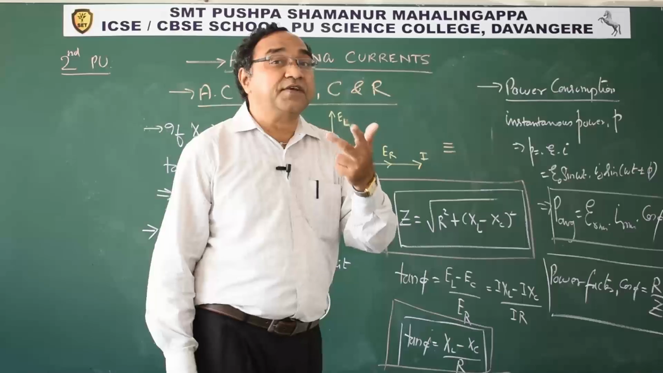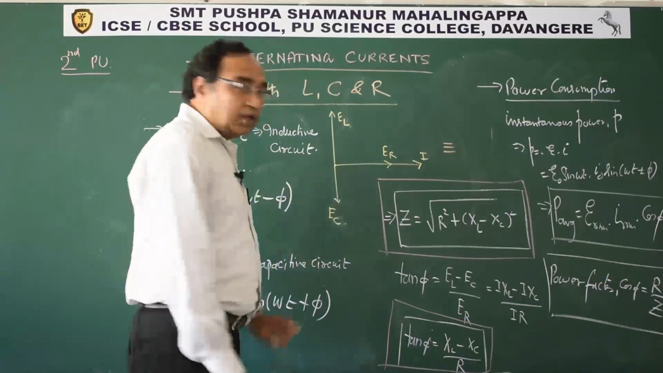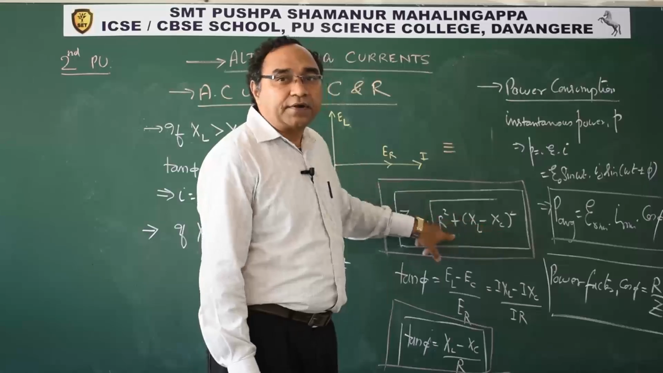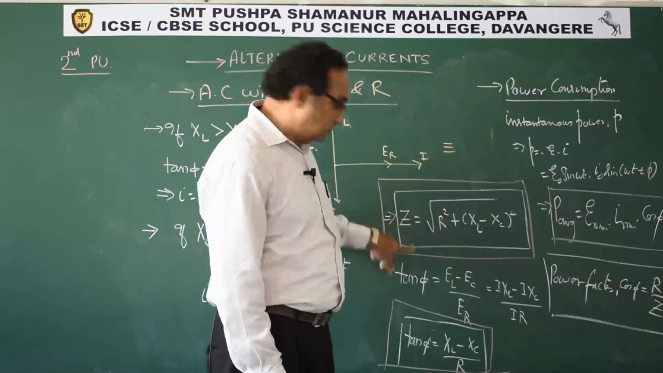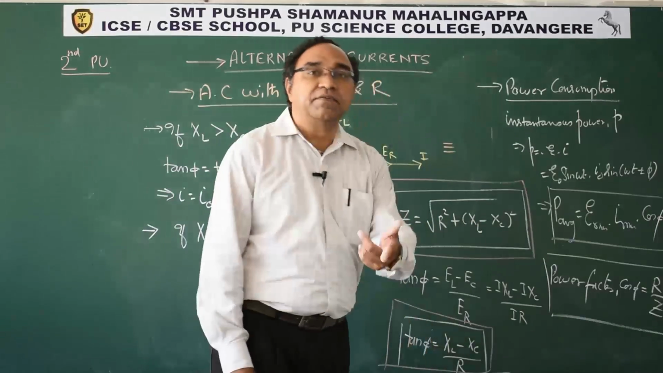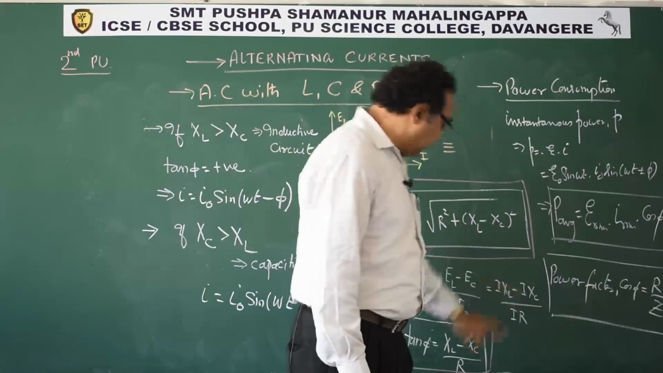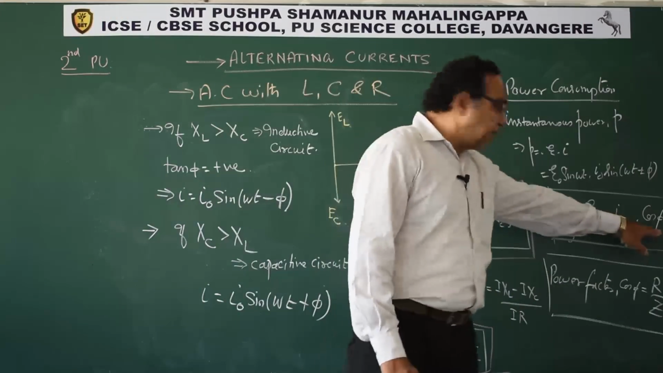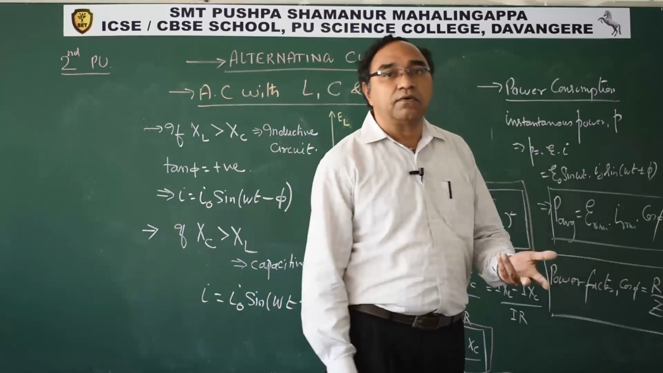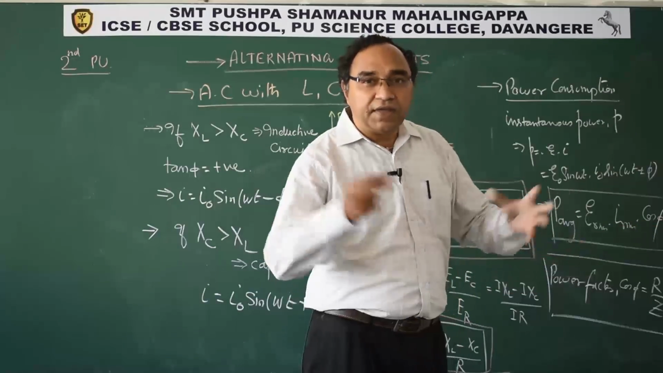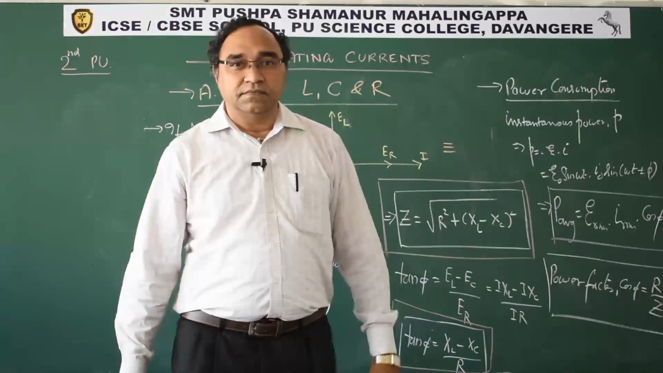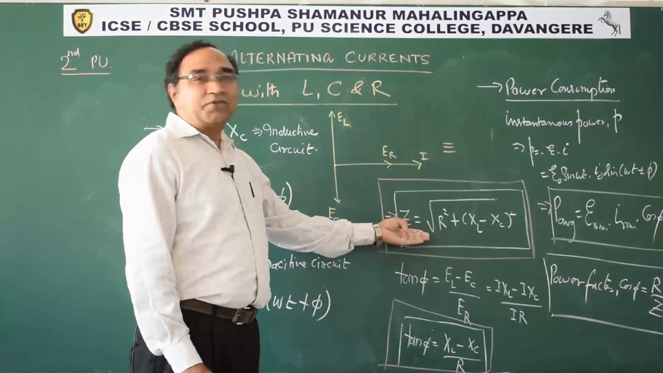Let us say the second circuit, which was L only. In L only, R is not there, C is not there. Drop it. So your Z is XL. So tan phi is XL by R. We have derived it. The phase difference is 90 degrees. Cos 90 is 0. Power is 0. See, every equation is contained in this equation. So if you remember this equation also, fair enough.